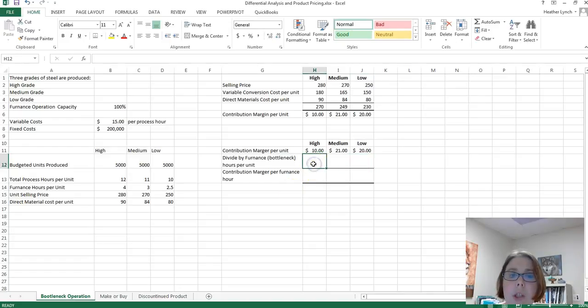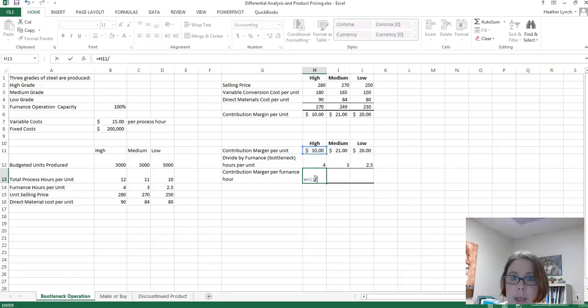And what we can do is divide that by the furnace, the bottleneck hours per unit. So we have 4 hours per unit for high, medium is 3, and low is 2.5. So I can divide that out: take the 10 divided by the 4, the 21 divided by the 3, and the 20 divided by the 2.5.